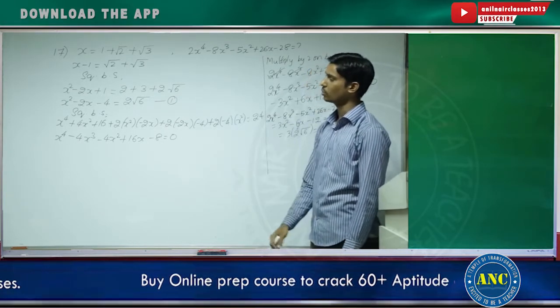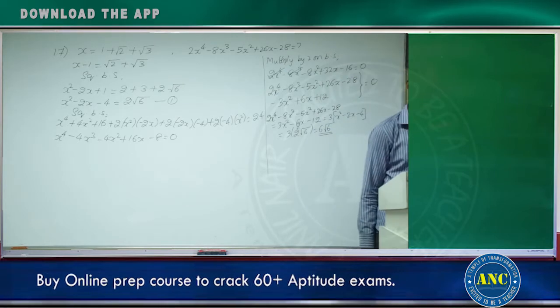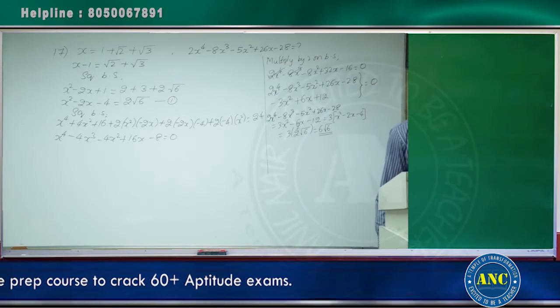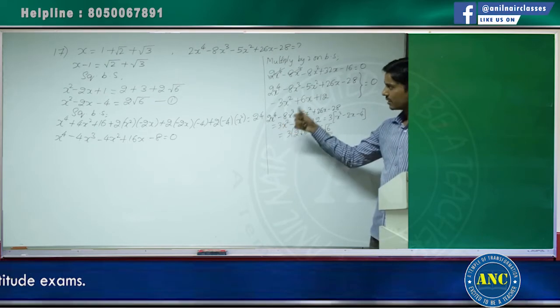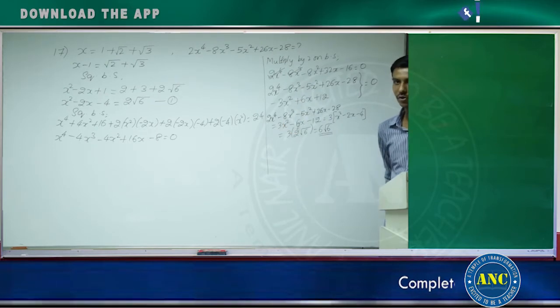Only thing is, it is 1 plus root 2 plus root 3. Question is x is equal to 1 plus root 2 plus root 3. The steps will be little lengthier only, but there is no other way. You need to follow these steps.